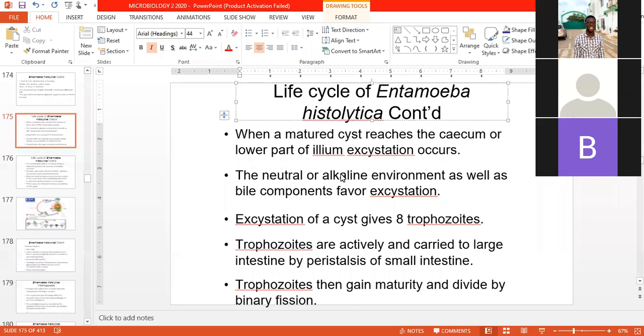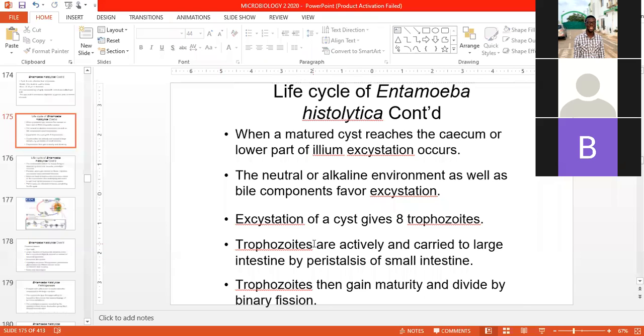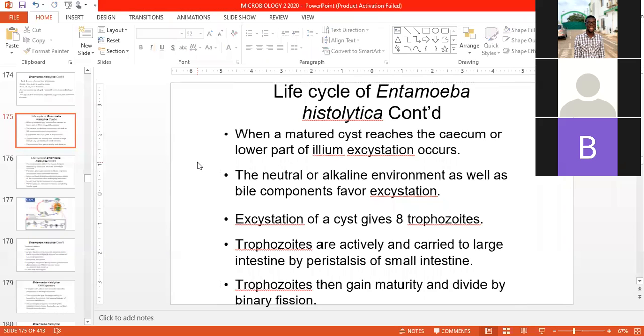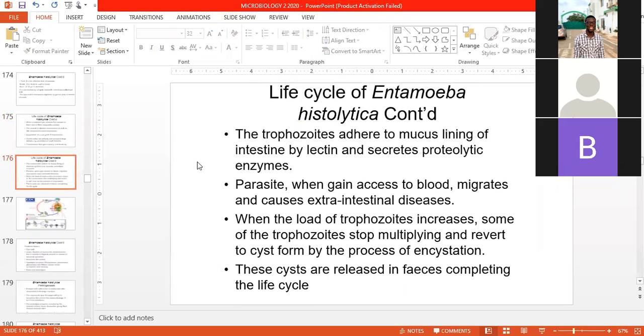Now, once the trophozoites are released, they grow to maturity and then divide via binary fission. Once the division is done, they become so many. The trophozoite has a protein that we call lectin. This lectin is a virulence factor which helps them to adhere to the mucous lining of the intestine, and then it secretes enzymes.